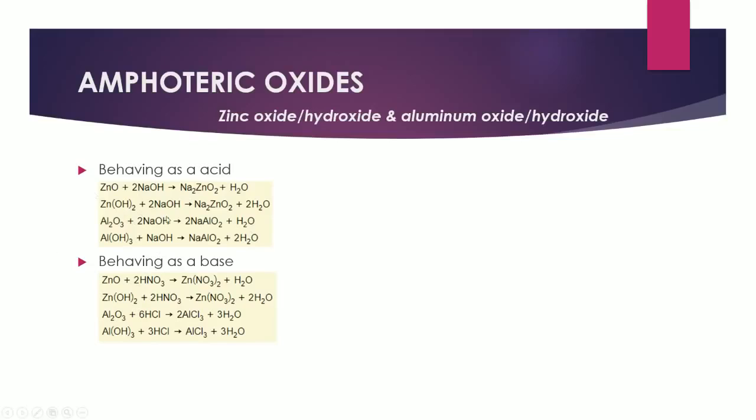So above here, these compounds are reacting as an acid because they're reacting with a base, and so ultimately you get the salt and water. You just need to figure out what the formula of the salt is. Same thing here, behaving as a base, they're reacting with the acids, and therefore again you get salt and water. You just need to figure out what the formula of the salt is, and that's fairly easy. You just combine the metal from the oxide with the anion from the acid, which is the nitrate ion here in this case, along with the zinc.